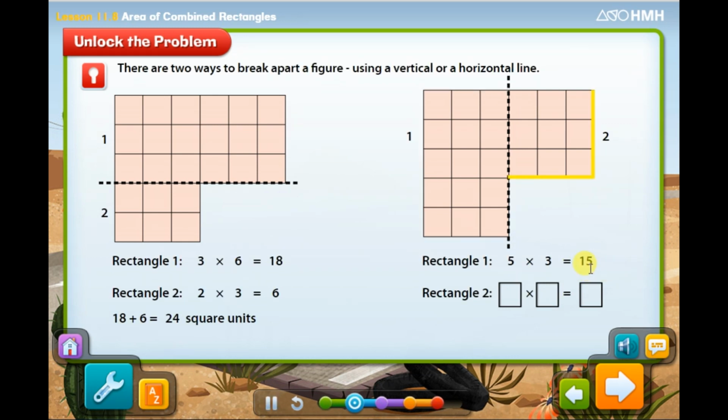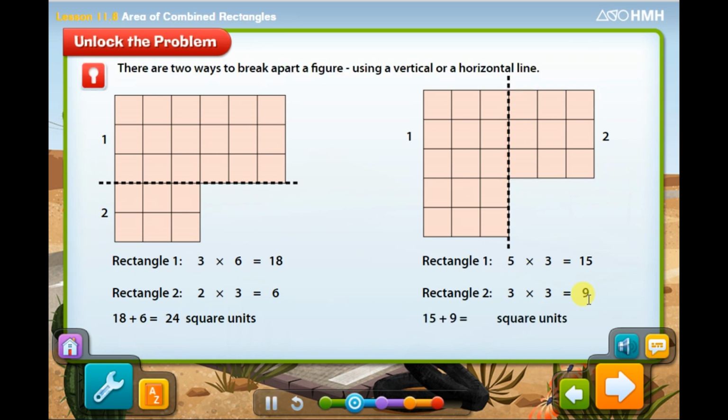What are the width and length of rectangle 2? How many rows by number in row equal the product? We have 3 rows here. The number in each row is 3 tiles. So it would be 3 times 3. And the product will be 9. The width is 3 units and the length is 3 units. What's the area of rectangle 2? 3, 6, 9. The area is 9 square units.